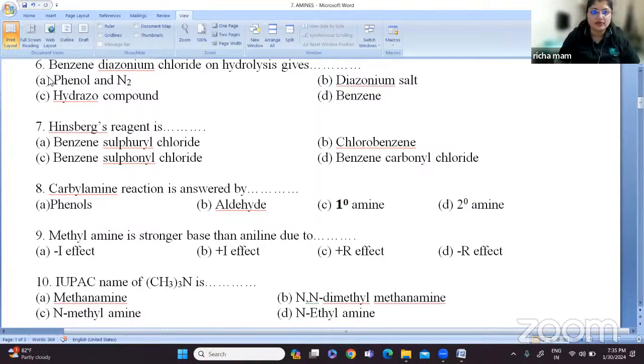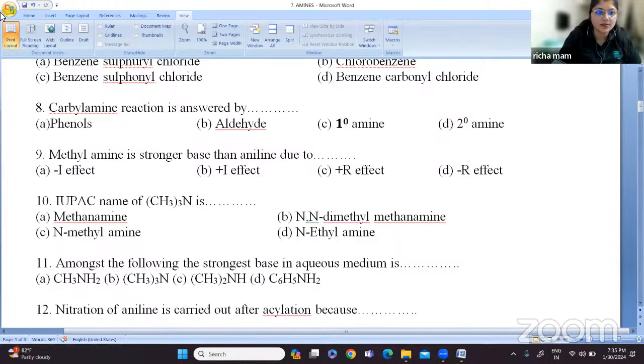Okay, fine. Next question. IUPAC name of this compound. You can see here, what is the IUPAC name of this particular compound? I'll write the structure: N, CH3, CH3, and CH3. So this is the structure.